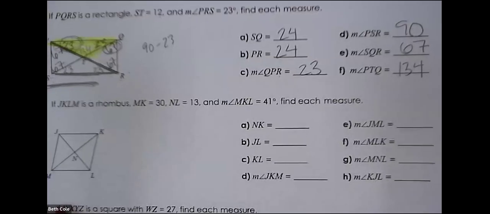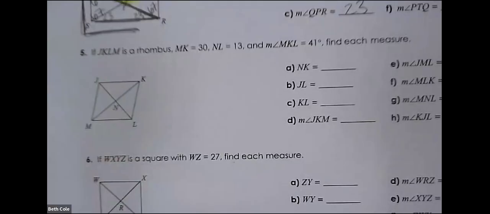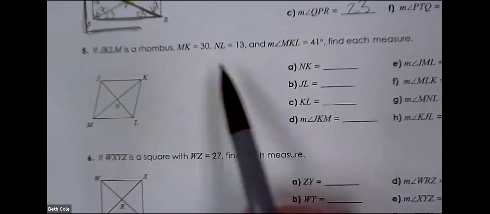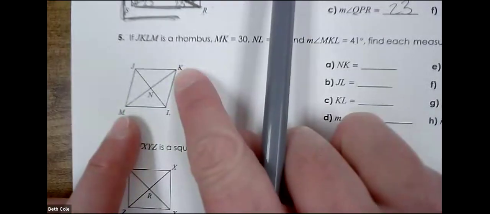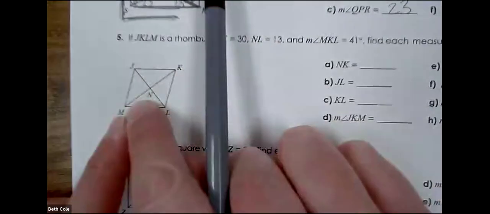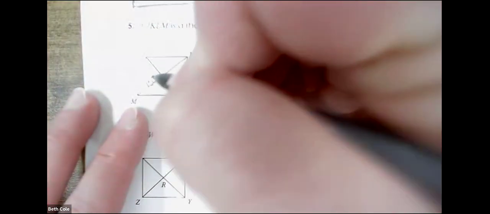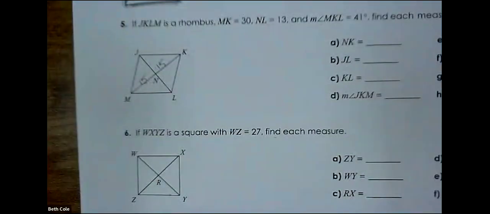That means all the sides are the same. All the sides are congruent. It's like a square that just got tilted a little bit, all right? So when it says MK is 30, I want to split that in half. So from here to here is 30. That means each part of this is 15. If you take 30 and split it in half, you're going to get 15.